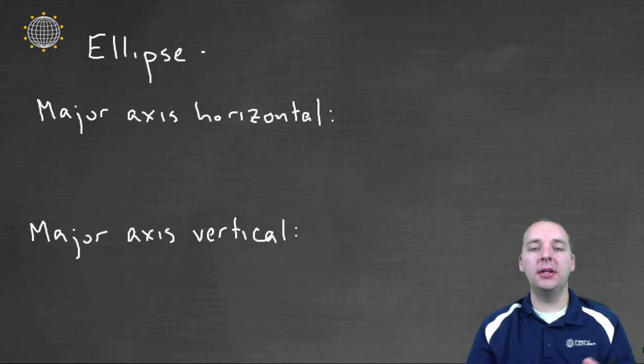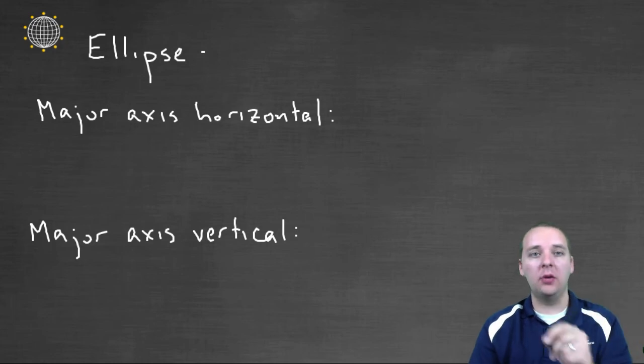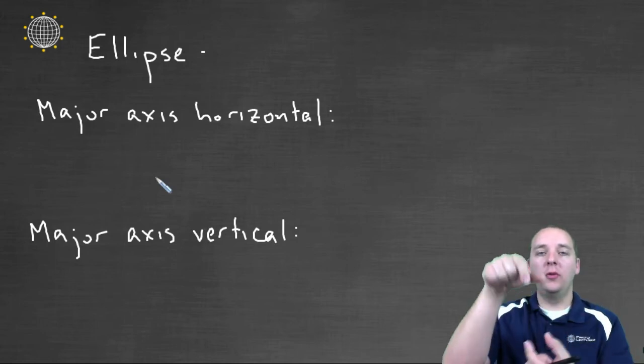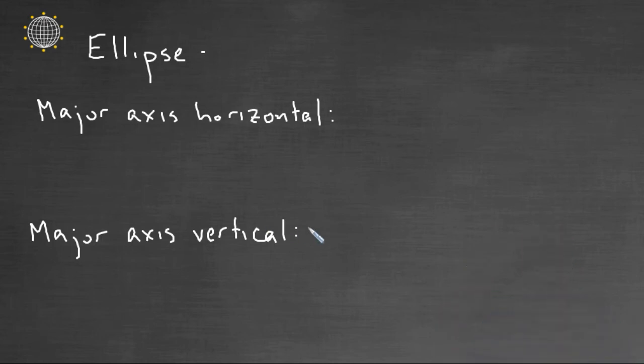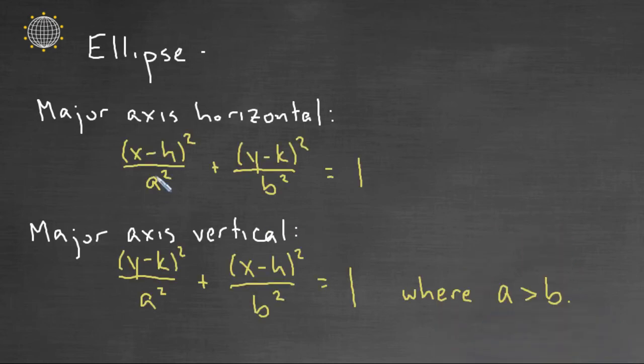So now here's the big question. How do you write these as equations? We understand what they are, but how would you actually write one down with a pencil and paper? Well, it depends if your major axis is horizontal or vertical. So is your oval shape flat or tall? If your major axis is horizontal, then your formula is (x minus h) squared over a squared plus (y minus k) squared over b squared equals 1. And if your major axis is vertical, then it's (y minus k) squared over a squared plus (x minus h) squared over b squared equals 1, where a is greater than b.